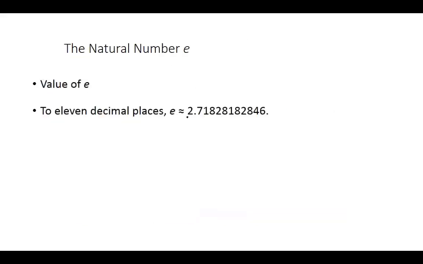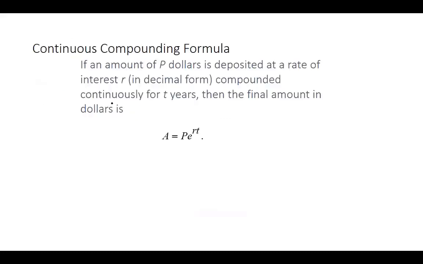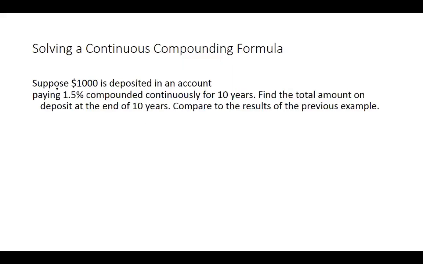The natural number e. The e is a constant which is equal to about 2.7, and then all these numbers after that. If an amount of P dollars is deposited at a rate of interest r, we're going to change r to the decimal, compounded continuously for t years, then we want to find the amount in dollars. We can use this formula. A is equal to P times e to the power of RT. So this would be an example where $1,000 is invested in an account paying 1.5% compounded continuously for 10 years.